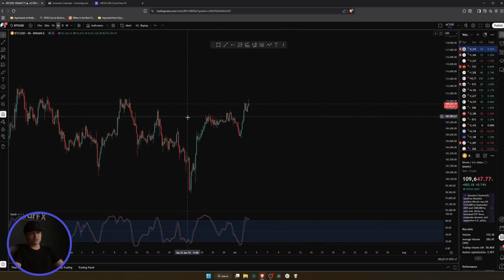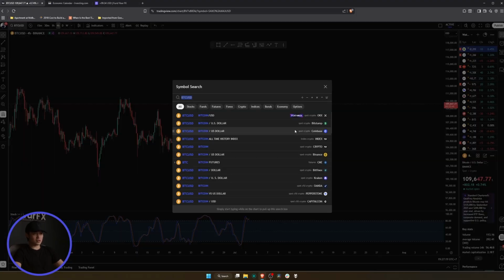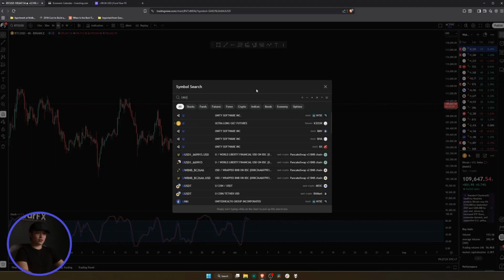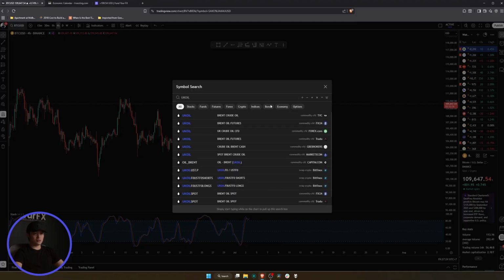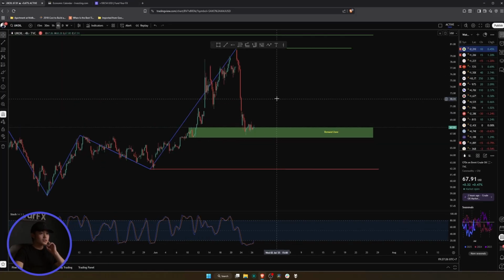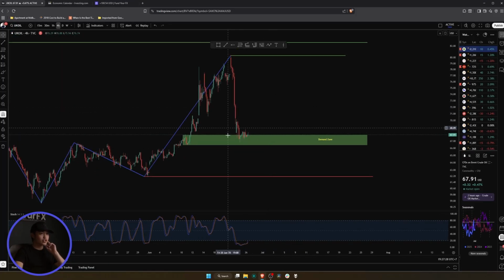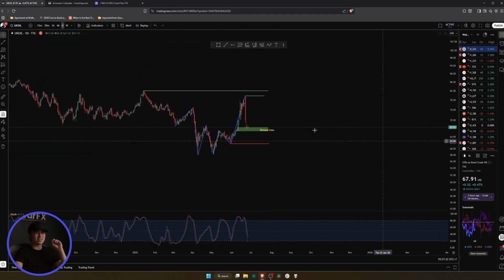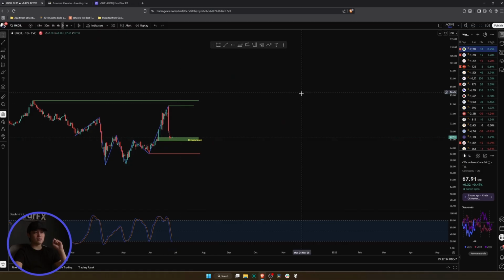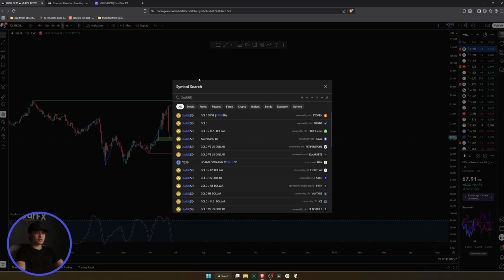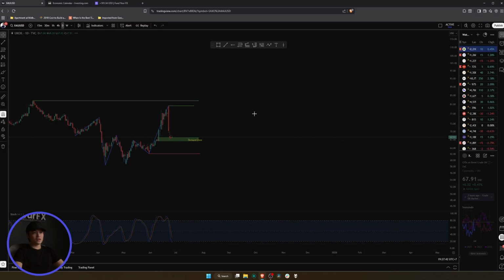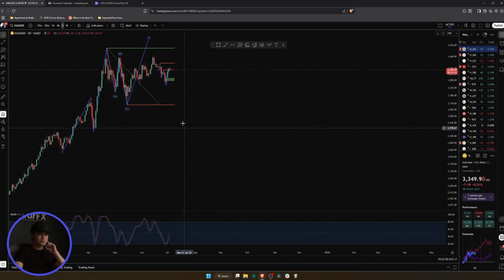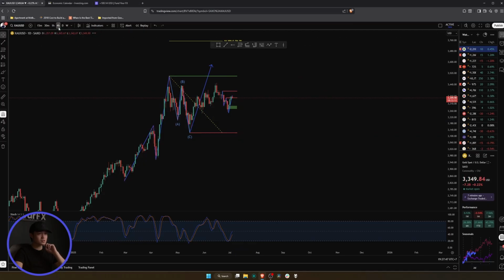Three more minutes, guys. Let's see UK oil, or Brent. UK oil rejected nicely on our demand zone. This is our last week forecast demand zone. Okay, let's go back to the gold. Three more minutes.